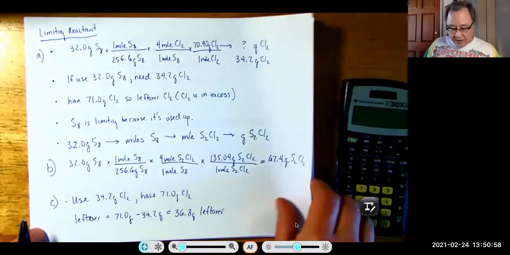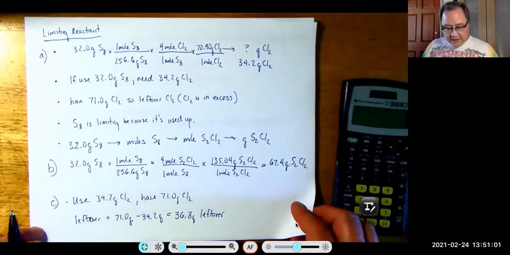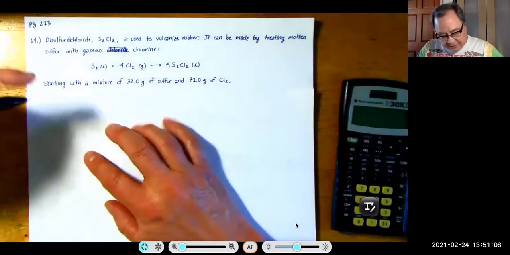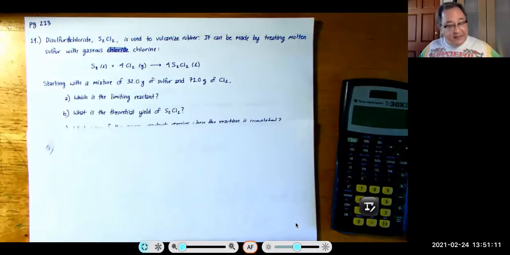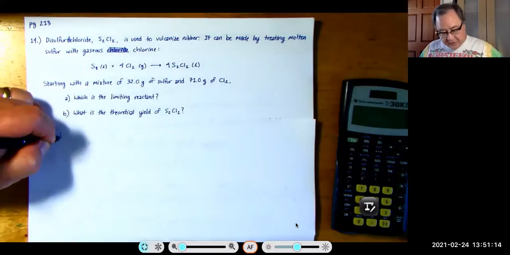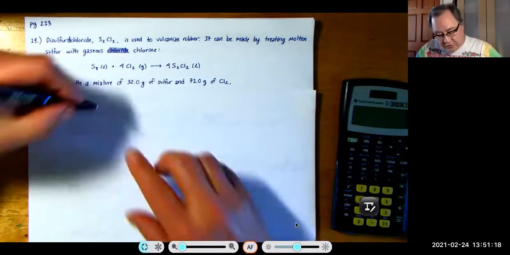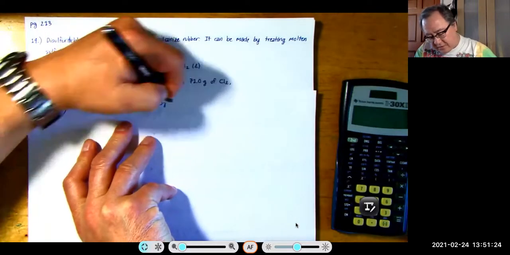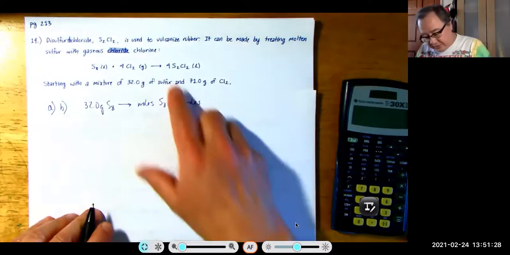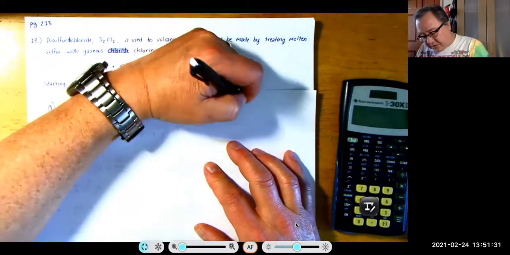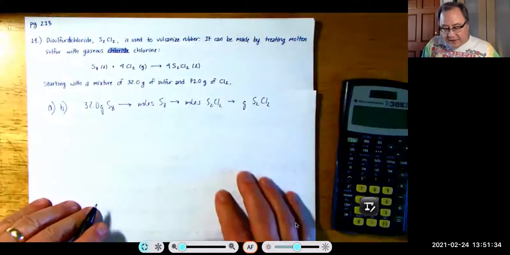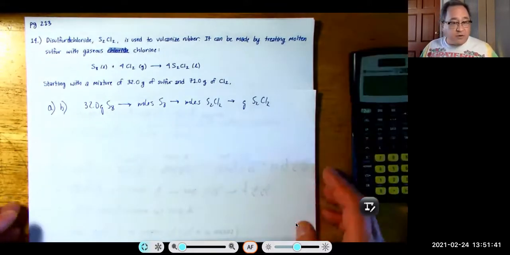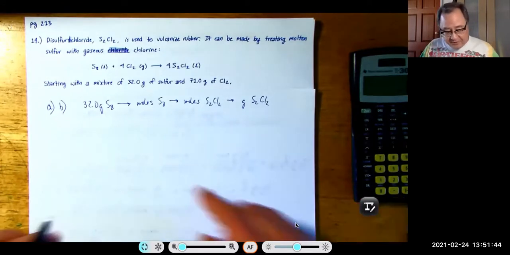Okay, so that's one way to do this problem. Let's try another way. So here, we're going to do A and B simultaneously. So I'm going to start with 32 grams of S8, convert that to moles of S8, convert that to moles of S2Cl2, and convert that to grams of S2Cl2. And then I'll do the same with 71. I'll get the grams of S2Cl2. Compare those two numbers. The smaller of the two numbers is how much we make. So that would be the answer to B.